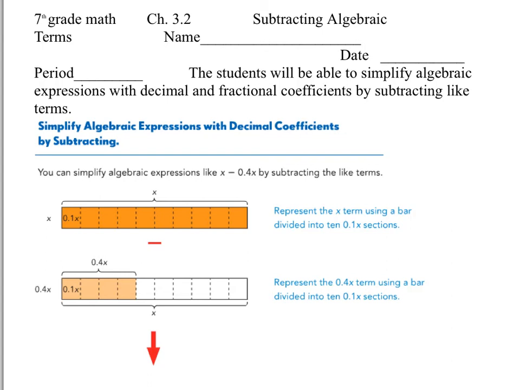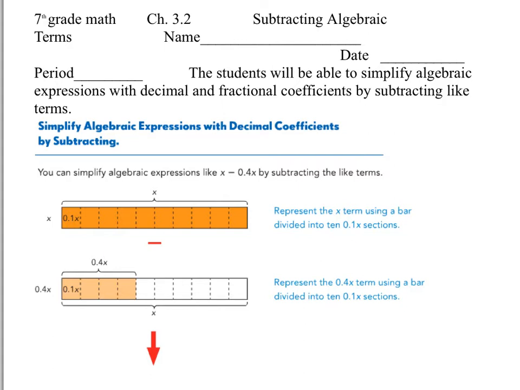Okay, so today we're going to do Chapter 3, Section 2, Subtracting Algebraic Terms. You will be able to simplify algebraic expressions with decimal and fractional coefficients by subtracting terms that are alike. Okay, so you can simplify algebraic expressions.